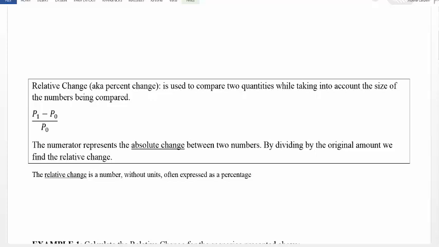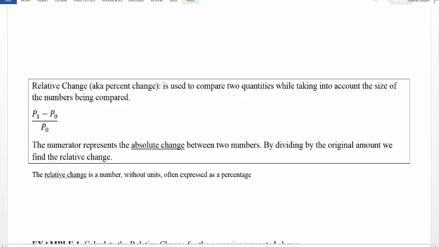So let's talk about what these different things represent. P sub 1 is the new price that you're getting, either because the price has gone up or because the price has gone down. P0, which is the same thing as P sub 0, is the original price that we're using as the basis to compare how much it's changed. Now, the top part, P sub 1 minus P sub 0, is called the absolute change. If you're looking for the difference between two quantities, you would subtract them, and that's called the absolute change. But by dividing by the original number that we had, we're finding the relative change.